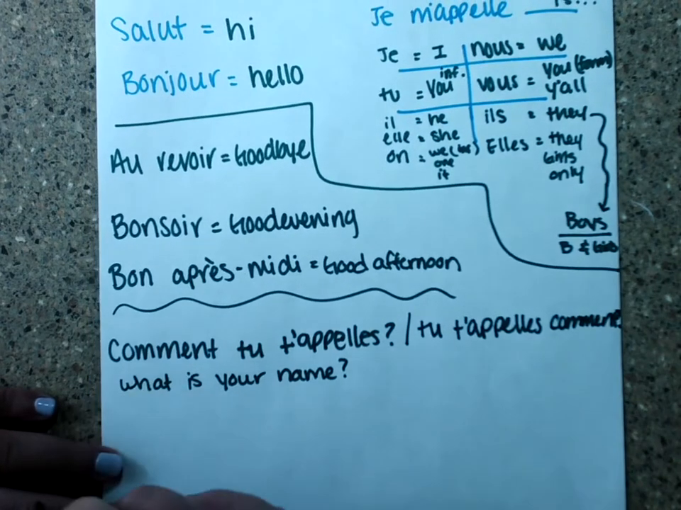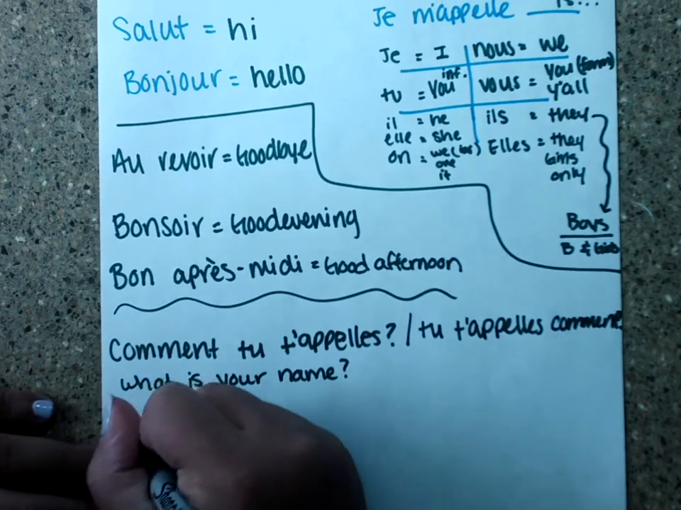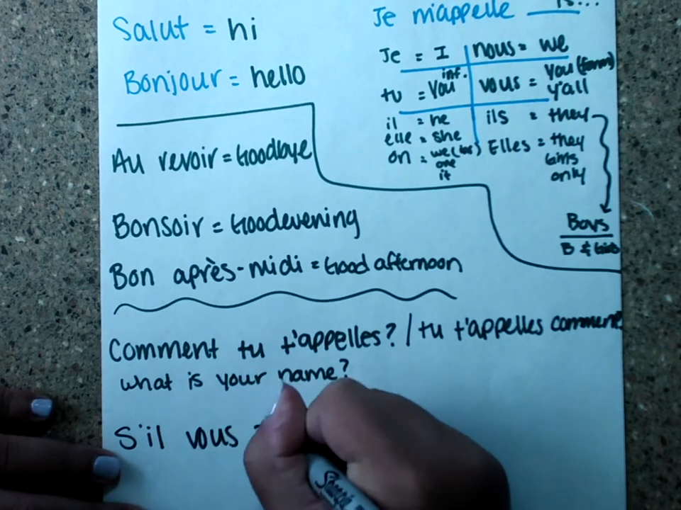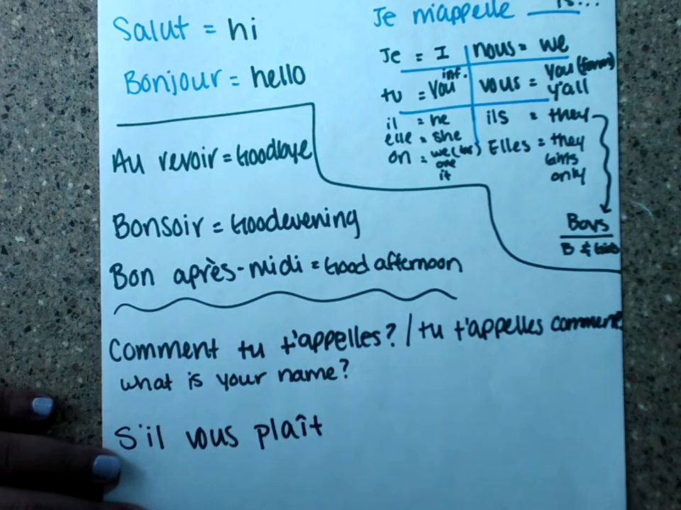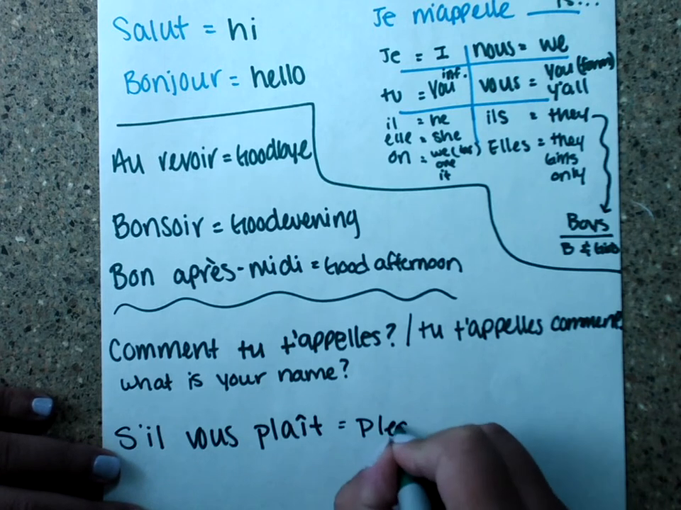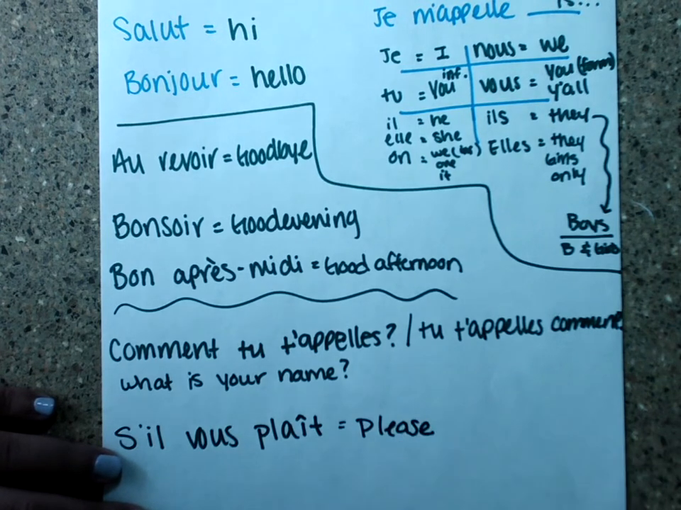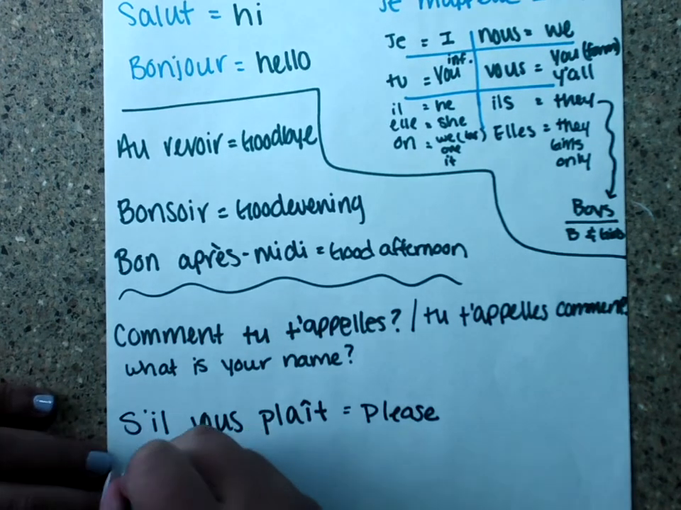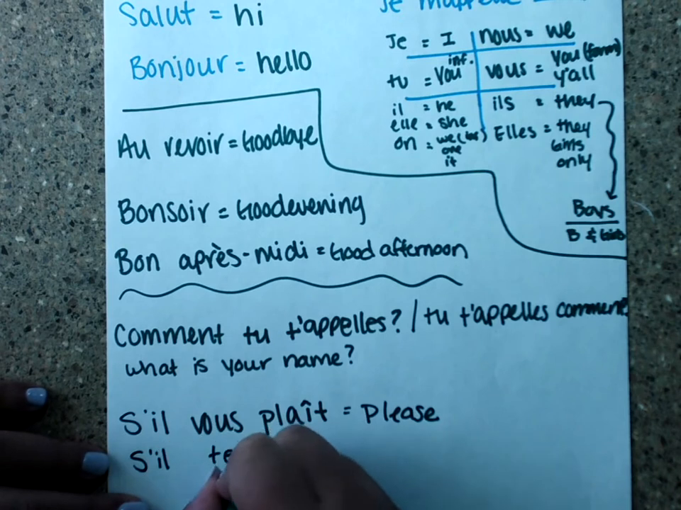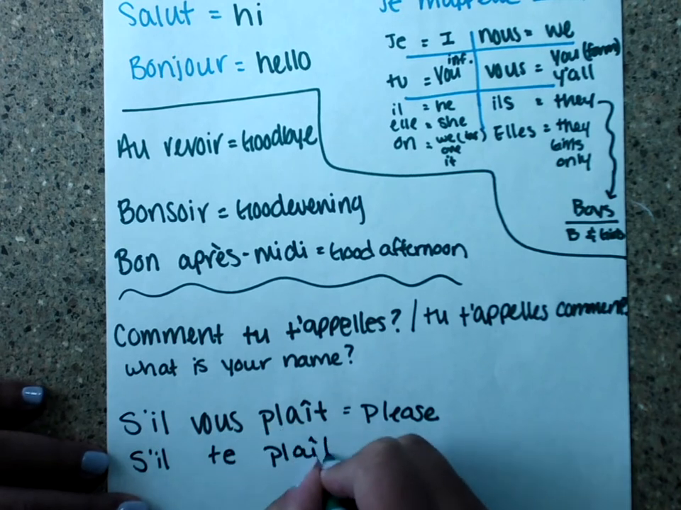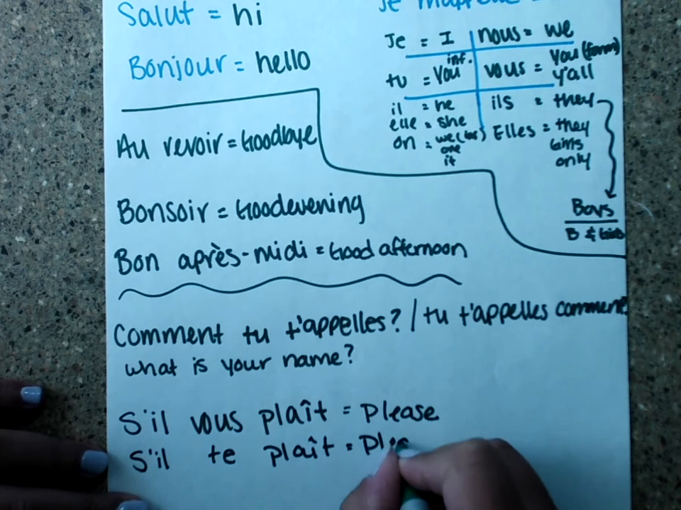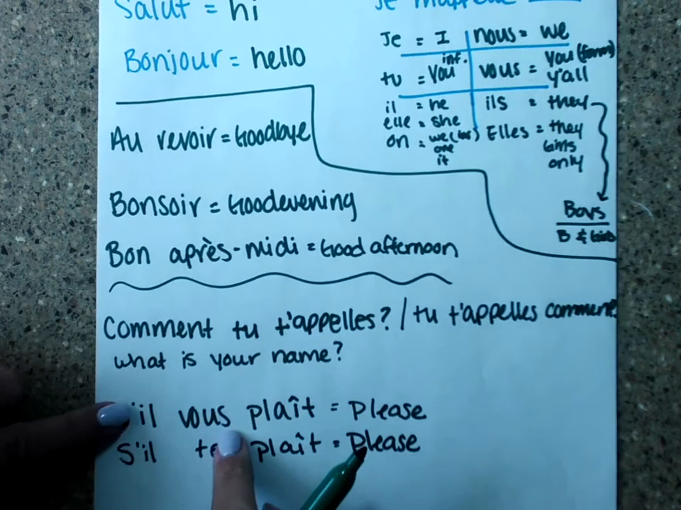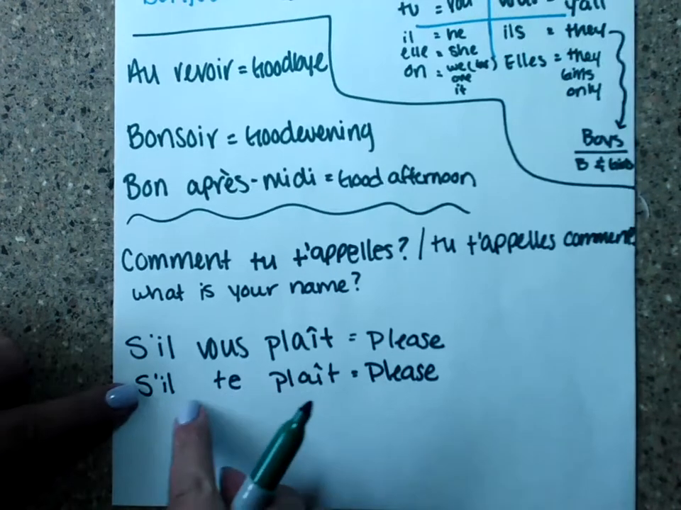Next, I want to talk about how to say please. So we have s'il vous plaît. S'il vous plaît means please. You can also change out the vous and make it informal by saying s'il te plaît. So if you were talking to me and you wanted to say please, you'd use s'il vous plaît. But if you were just talking to a friend, you'd use s'il te plaît.